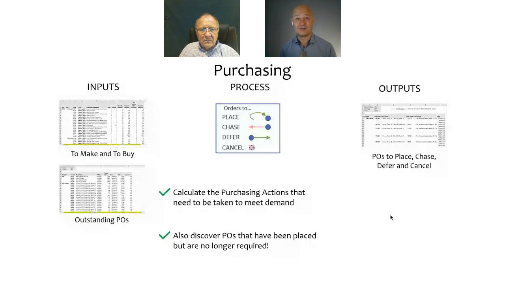There are orders that we need to defer. It's coming in. It's got demand. But if it comes in at the current arrival date, it's going to sit around in our inventory a little bit too long. So maybe we can push that out. And then there's orders in there that we might not have any demand for at all. And those are the ones that we need to cancel. So we're discovering POs that have been placed but are no longer required.